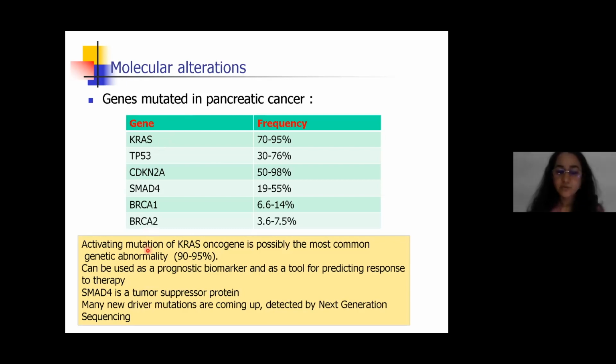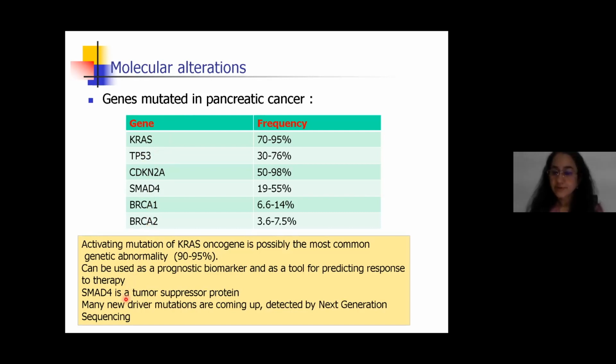This activating mutation of the KRAS oncogene is the most common genetic abnormality, seen in 90 to 95%. It can be used as a prognostic biomarker and as a tool for predicting response to therapy. The other genes which are mutated are P53, the CDKN2A or P16, SMAD4, BRCA1, and BRCA2.